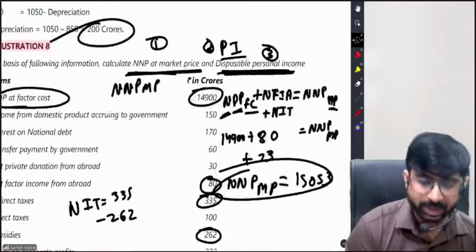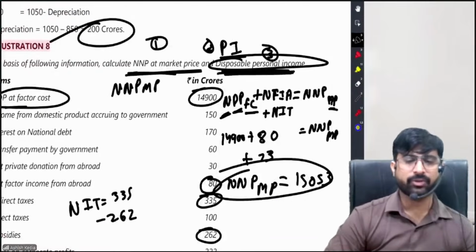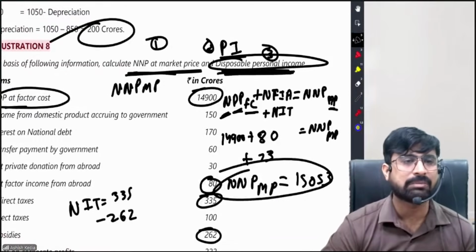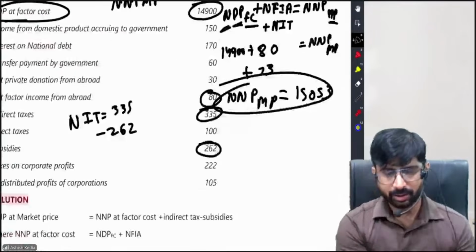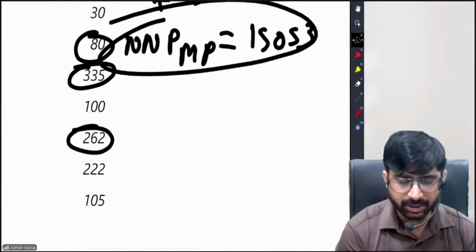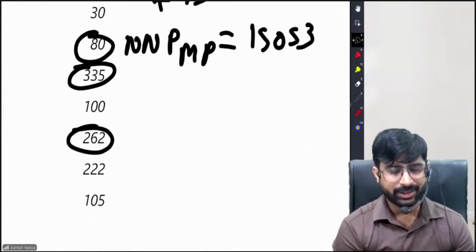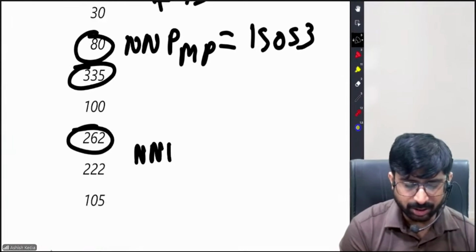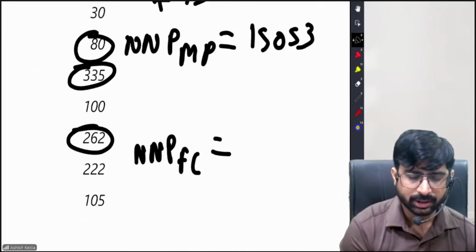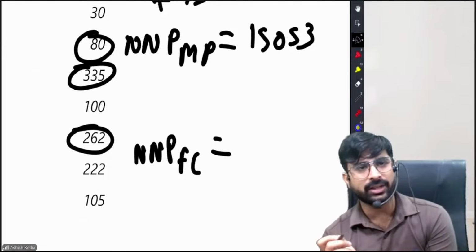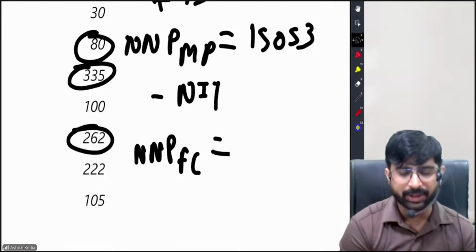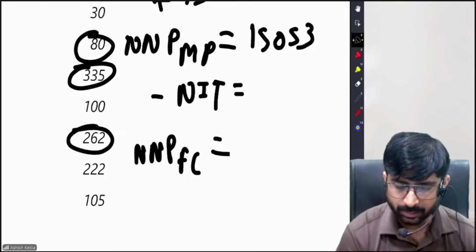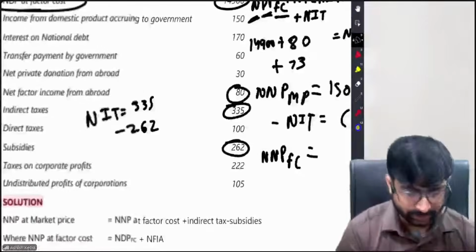Now, to carry forward my journey of computing disposable personal income, I need to reach the station of national income first. So let's find out national income. See, this is NNP at MP. It's rather easy to reach NNP at FC. See, factory cost plus net indirect taxes is market price. So market price minus net indirect taxes is factory price. So minus net indirect taxes.